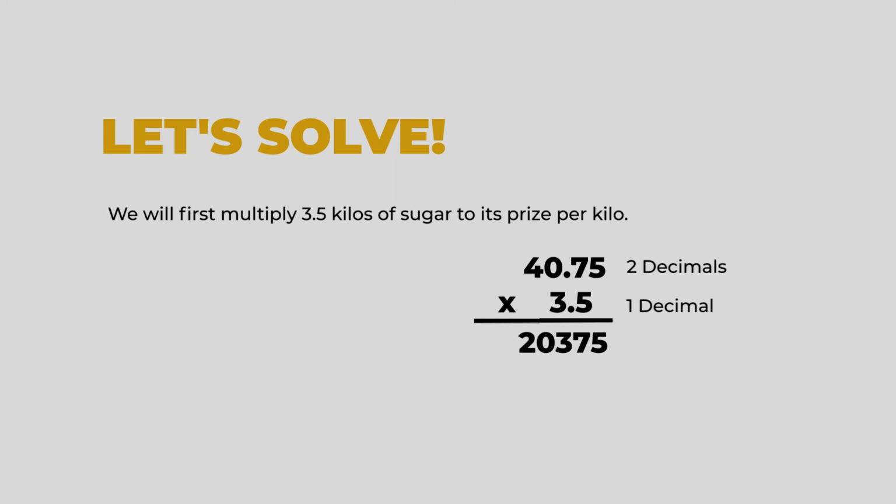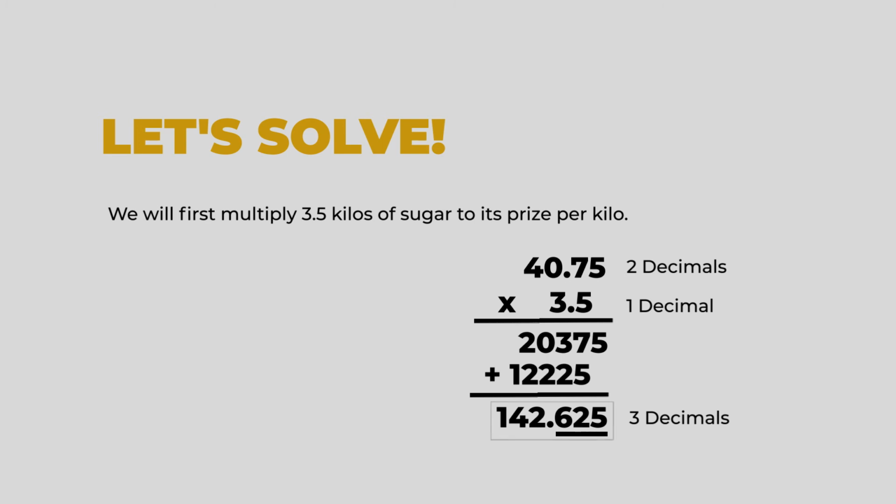20,375. Then we will multiply 40.75 by 3. 40.75 times 3 is equal to 12,225. Then proceed to addition. 20,375 plus 12,225 is equal to 142,625. Since we have 3 decimal places, we will move the decimal point from right to left thrice. Thus, our answer is 142.625.